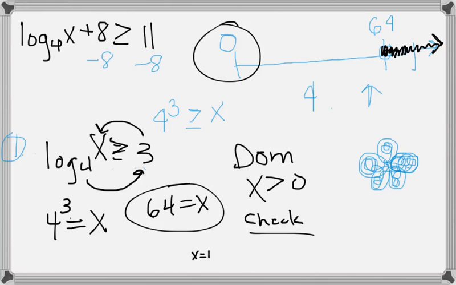In this case, it would be between 0 and 64. If it's false, since there's only 2 options, I'll shade in the other spot. And so here's how you check it. We'd say log base 4 of 1 plus 8 is greater than or equal to 11. Well, that's 0 plus 8. Is that greater than or equal to 11? No. Because it's false, we shade it in the other spot.